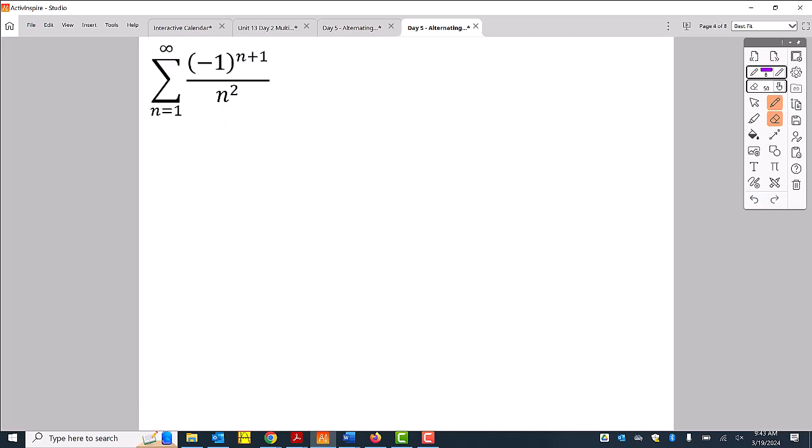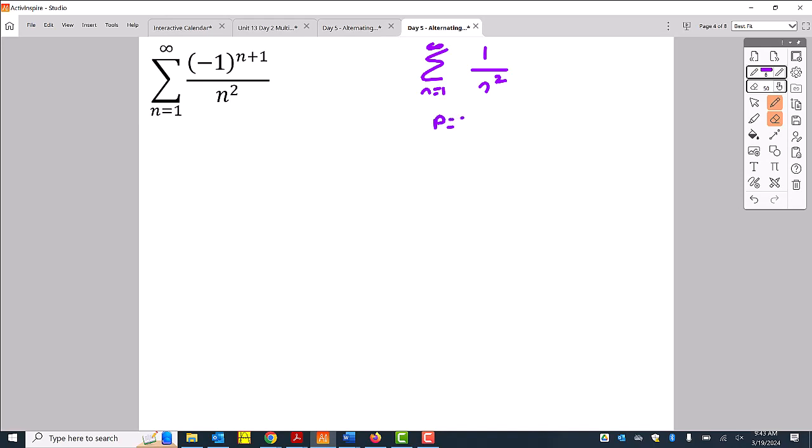Let's look at our first example. So we have the sum from n equals 1 to infinity of (-1)^(n+1) over n squared. All right, this is a series that is alternating. Let's start by getting rid of the alternating part and checking for absolute convergence. So we're going to check to see, does this converge? If it does, then hey, the alternating part doesn't matter, it absolutely converges.